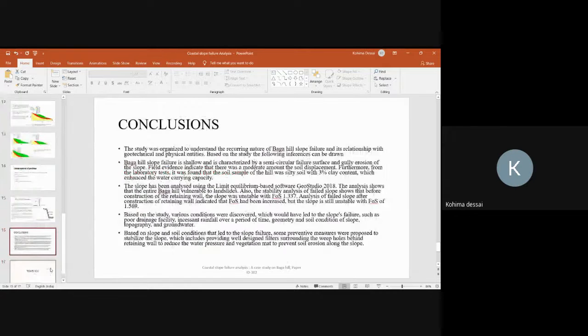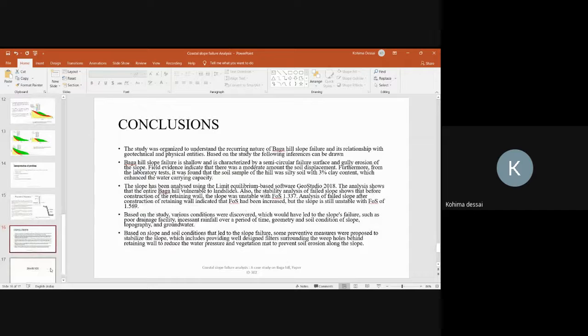So we can conclude from this study that the slope was analyzed using the limit equilibrium based method, GeoStudio. The analysis shows that the entire Paka hill was vulnerable to landslide. Also, the stability analysis of the failed slope shows that it was unstable, and after the construction of the retaining wall, the factor of safety increased, but the slope was still unstable. Also, various conditions were inferred from the study, that is the poor drainage facility, the rainfall, geometry of the slope, the soil condition of the slope, and the groundwater.